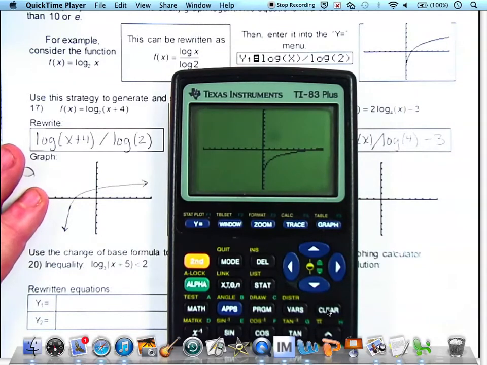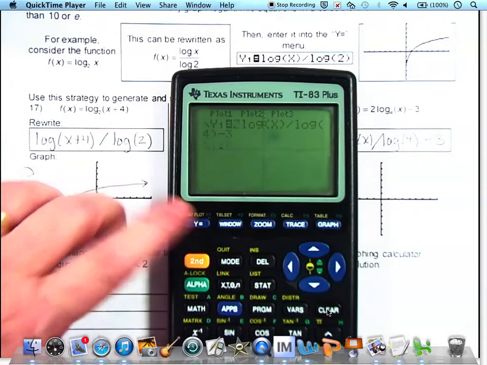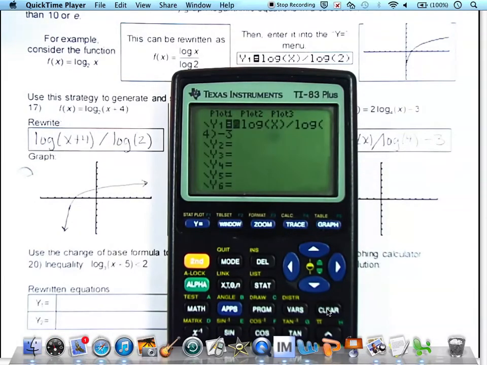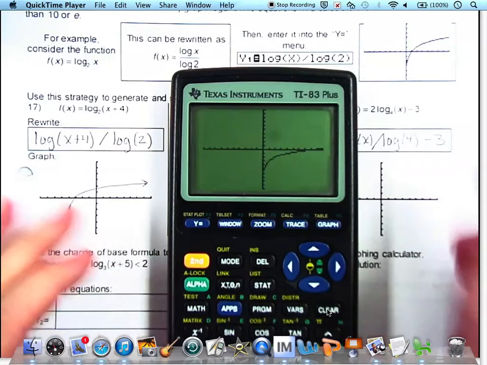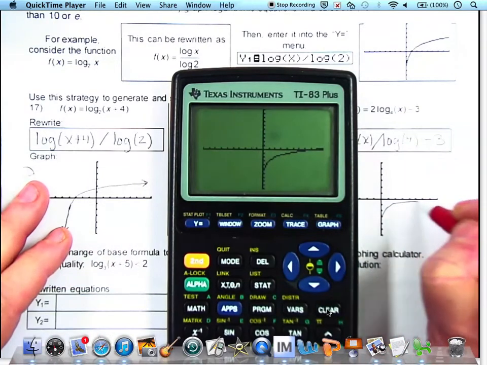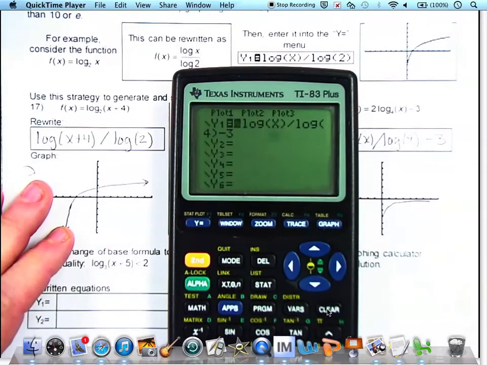Go back and see. I got 2 log x. That's right. Oh, I did that wrong. I found out what I did. I put the 2 in both of them. Justin, did you graph this one? So the 2 has to go in the first one. Yeah, so say if that 2 becomes a 3.